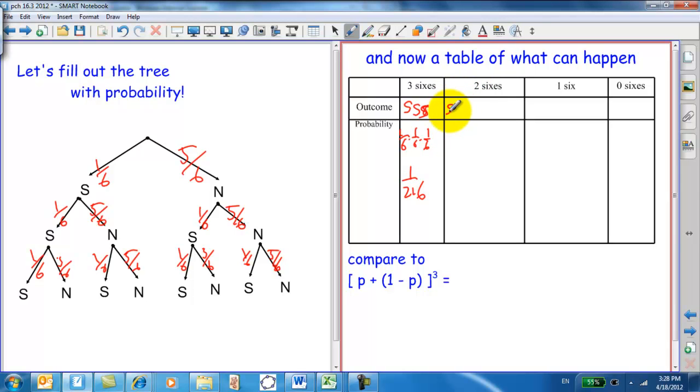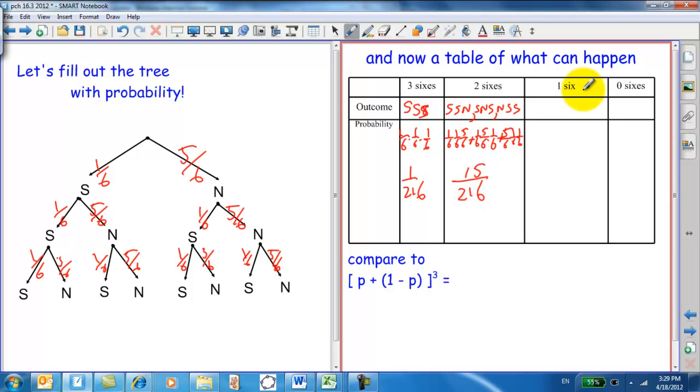2 6s would be 2 6s and then a non-6, or it could be a 6, a non-6, and then a 6, or it could be a non-6, a 6, and then a 6. And those are different routes. But basically it's going to be a 6 times a 6 times 5/6 plus a 6 times 5/6 times a 6 plus a 5/6 times a 6 times a 6. So we get 15 out of 216. Wow, these are low probabilities, but that's what you expect. When you roll, you don't expect to get that many 6s.